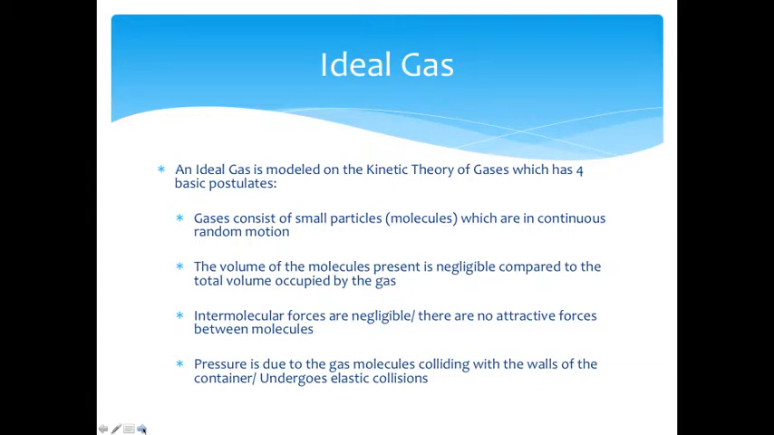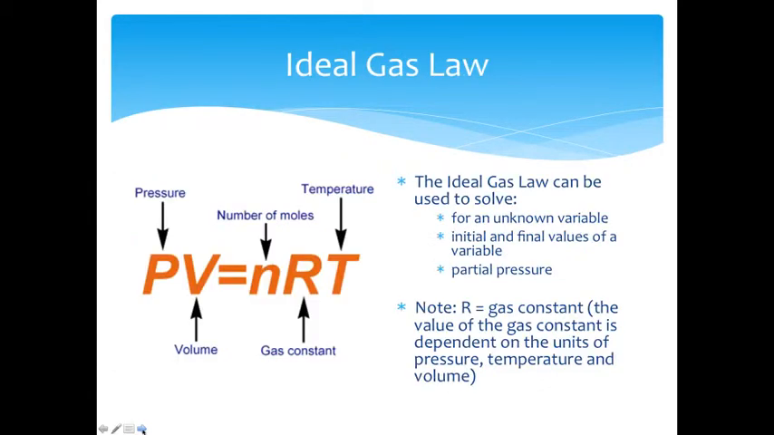An ideal gas is modeled on the kinetic theory of gases, which has four basic postulates. First, gases consist of small particles or molecules which are continuous in random motion. The volume of molecules present is negligible compared to the total volume occupied by the gas. Intermolecular forces are negligible, meaning there are no attractive forces between molecules. And pressure is due to the gas molecules colliding with the wall of the container, in other words, it undergoes elastic collisions. Now let's go over the law.